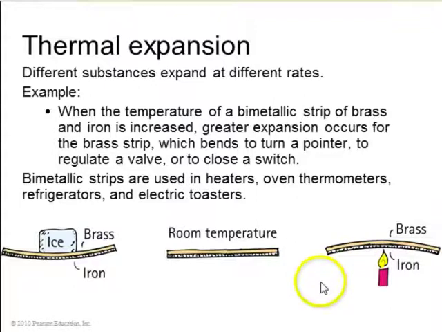So bimetallic strips will bend different amounts depending on the temperature, and that can make a thermometer. It can make something that will turn on or off a heater or an electric toaster by making an electrical connection based on the temperature.